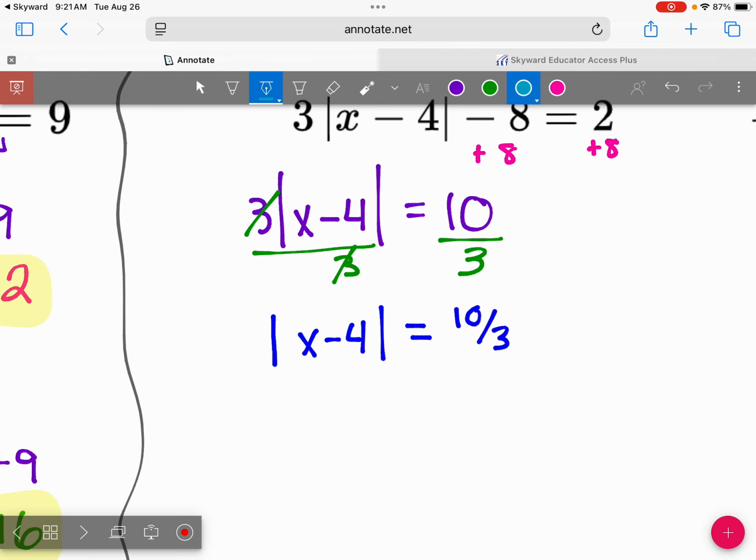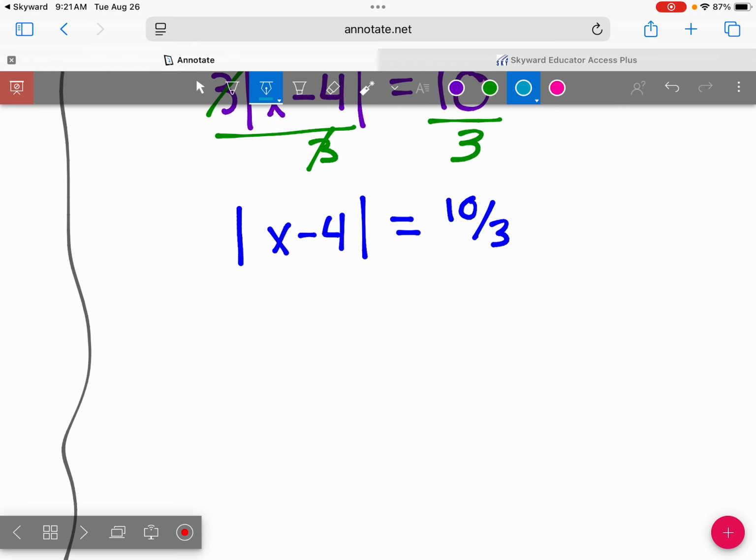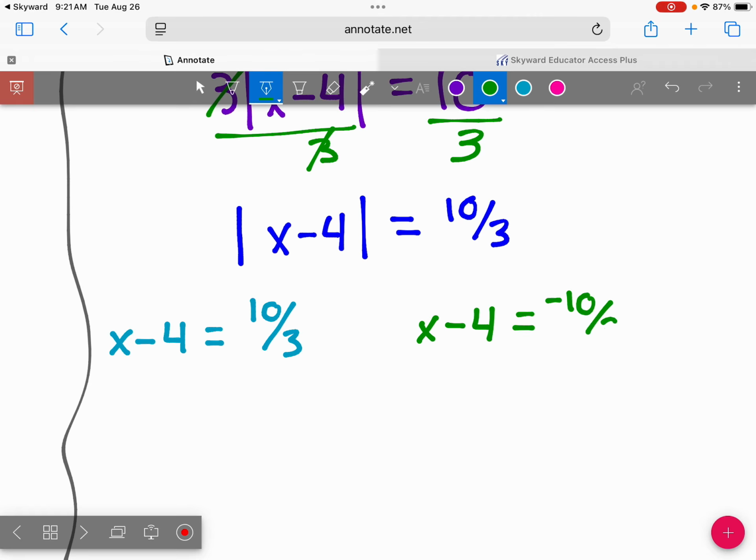Now that my absolute value is by itself, I can look at my two possible options. Because my x minus 4 is 10 thirds of a step away from 0. We're starting to get decimals, it makes way less sense, but that's okay. So our x minus 4 could just be 10 thirds. Those absolute value bars might not be doing anything. They might just be there for decoration. Or those absolute value bars might be working their tails off, and my x minus 4 might actually equal negative 10 thirds. It has two options, either positive or negative.